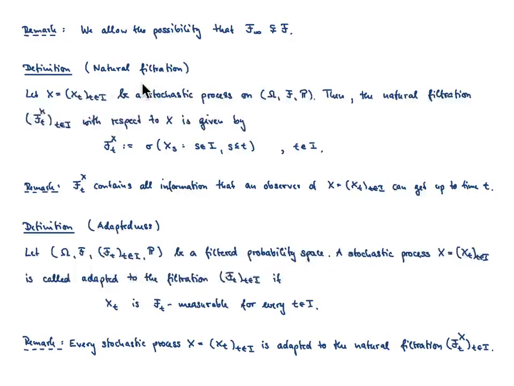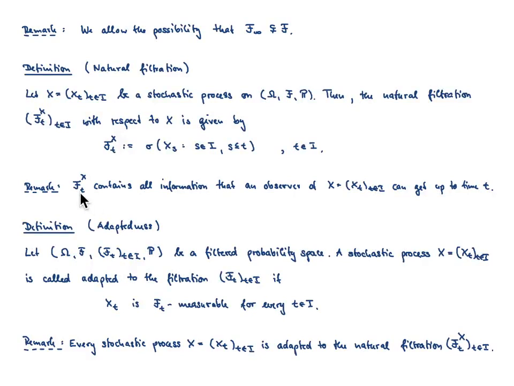Okay, so next I would like to introduce to you the notion of a natural filtration. And for that I need a stochastic process. So you give yourself a stochastic process X on our probability space (Ω, F, P). And then the natural filtration, which I denote by F_t^X for t in I, with respect to our stochastic process X, is defined as the smallest sigma algebra such that X_s for all s in I with s less than or equal to t is measurable. So in other words, this sigma algebra F_t^X contains all information of an observer of X up to time point t.